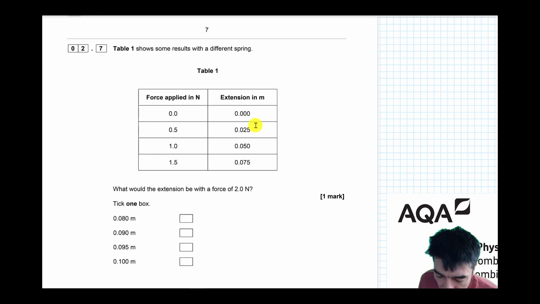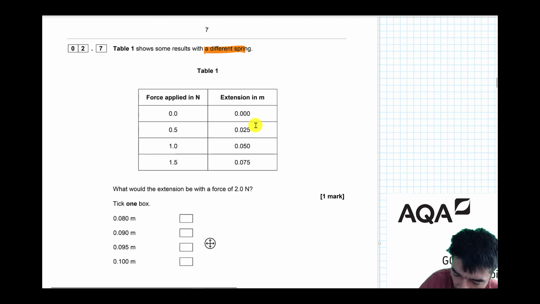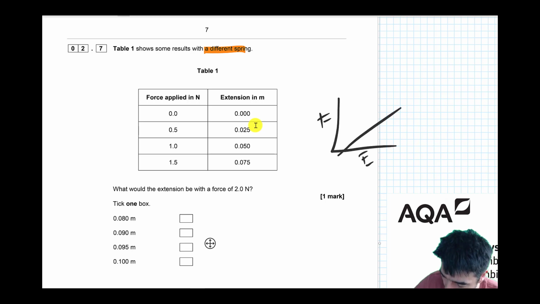Okay, so table 1 shows some results from a different spring. So at 0 force, 0 extension, as we would expect. On a graph, it would look just like the one we've just seen. It would look like force, extension, and it would be a straight line going from the origin. Right?